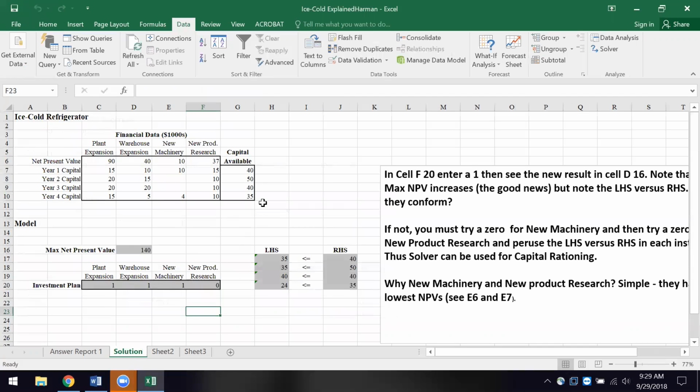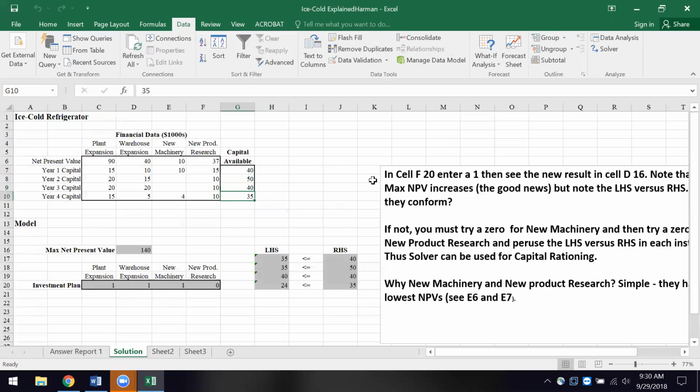The point, though, I'm trying to make is this. First of all, we're engaged in capital rationing. We only have so much. We have these projected net present values, okay? We have only so much capital per year. So I've got 40, these are thousands, so I've got 40,000, 50,000, 40,000. That's what I've got to invest each year. This is called capital rationing.